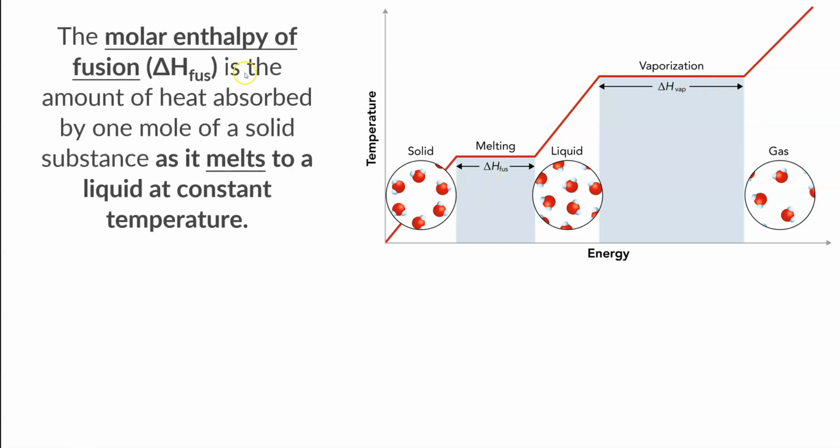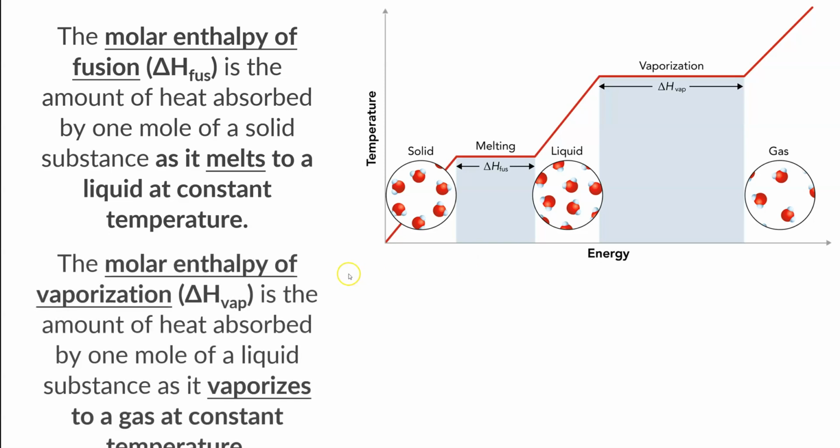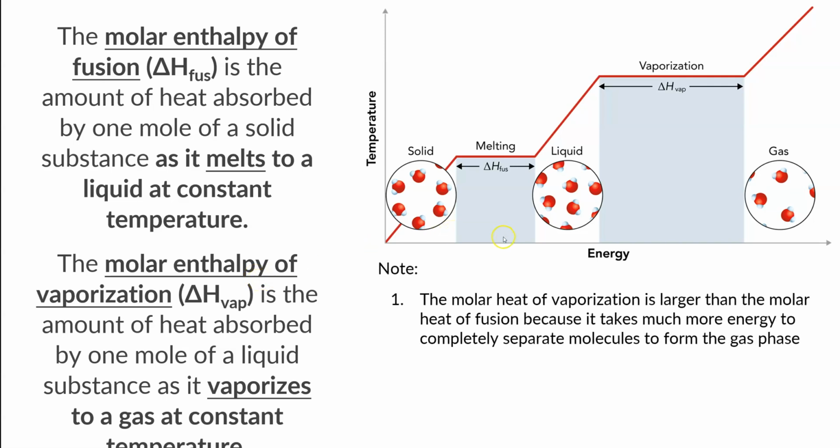The molar enthalpy of fusion, or delta H fusion, is the amount of heat absorbed by 1 mole of a solid as it melts to a liquid at constant temperature. So this is how much you're going to be adding in to melt and go from a solid to a liquid. The molar enthalpy of vaporization is the amount of heat that's being absorbed to vaporize that liquid. We're going to be abbreviating that as delta H vap. Now, keep a couple of things in mind. The molar heat of vaporization is larger than the molar heat of fusion because it's going to take more energy to completely separate the molecules to form a gas.